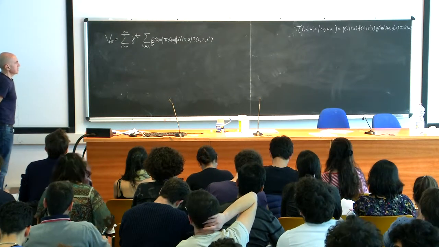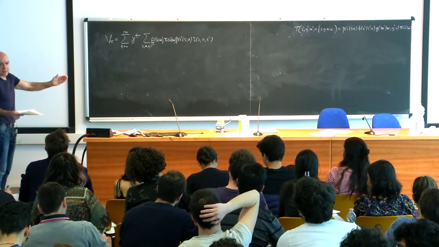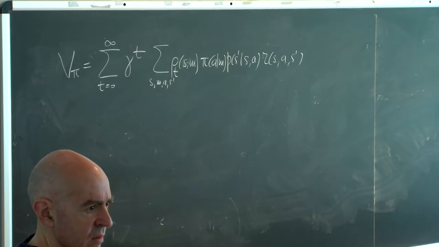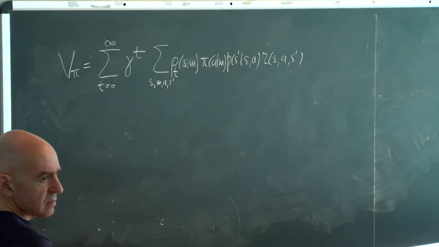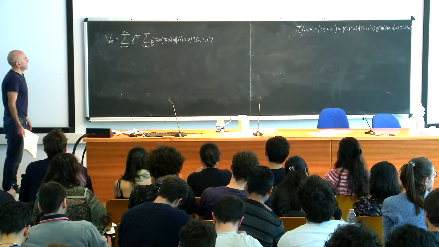If you wish, it's also marginalization, because f is something you know, r is something you know, and you could sum out over y prime and get a new definition of your reward. Bottom line is that it's something that you can do and it doesn't change the substance of the problem. Okay?